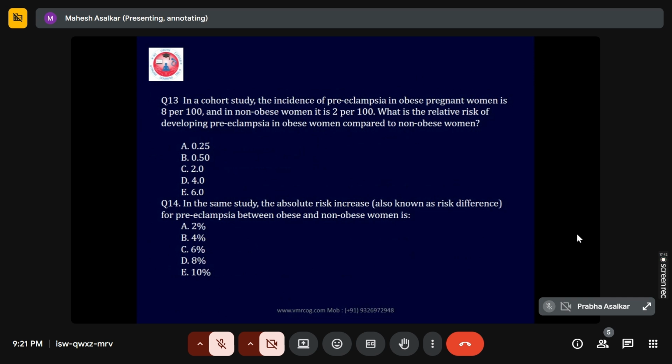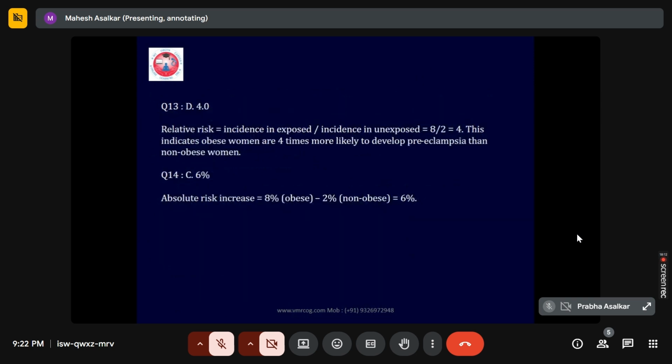Question 14. In the same study, the absolute risk increase, also known as risk difference, for preeclampsia between obese and non-obese women is, so it will be 8 minus 2 by 8. So 6 by 8. No, risk difference, you have to calculate the absolute increase in the risk. Okay, sir, it is 8 minus 2, 6. Correct, C.